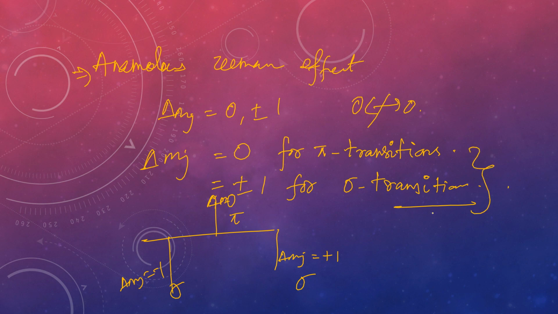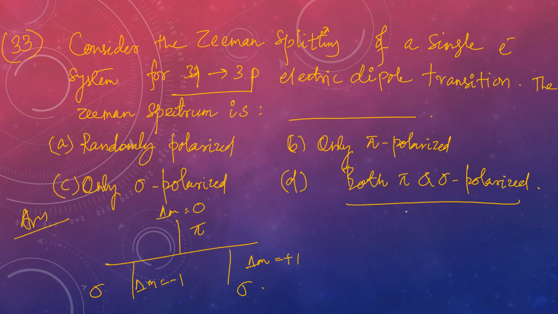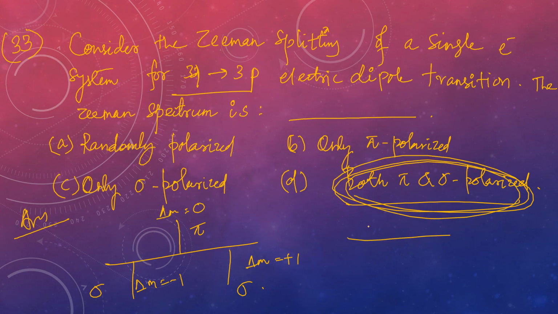So what will I write? What are the options? Both types of transition. That means both pi and sigma polarized. Is it clear? This question is from the Zeeman effect. Is it clear?